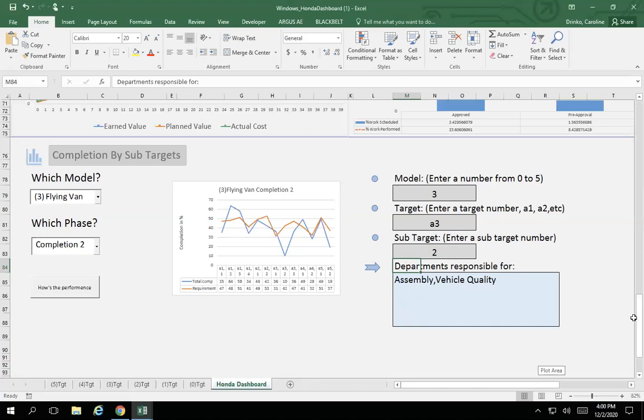But overall, this is our tool, and it gives Honda a lot of different ways to look at the project health and ways to compare the different models and phases that they are in.